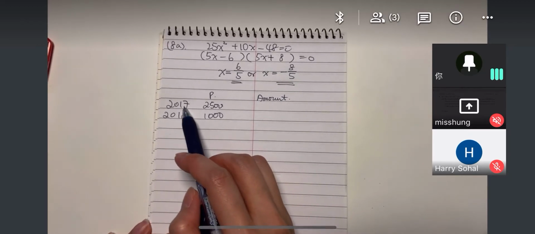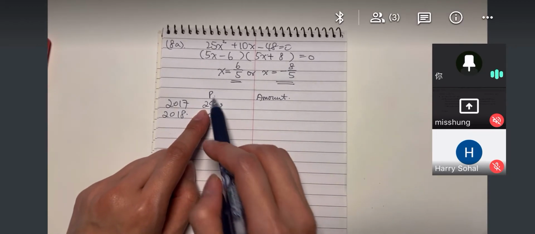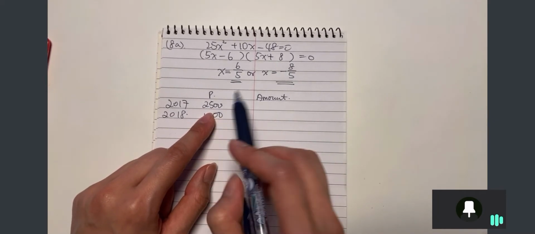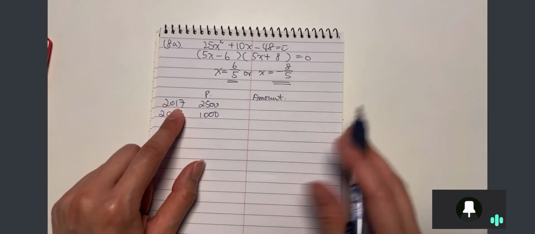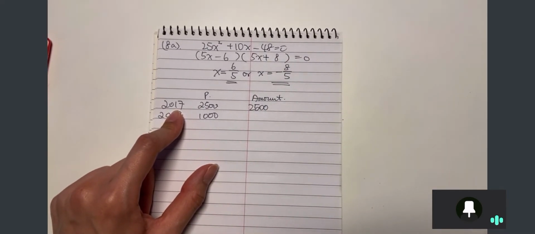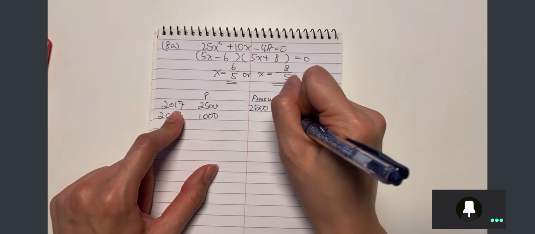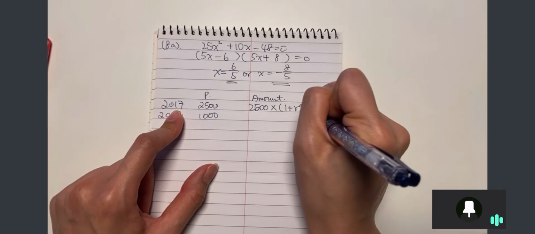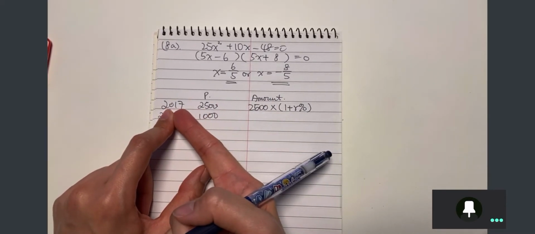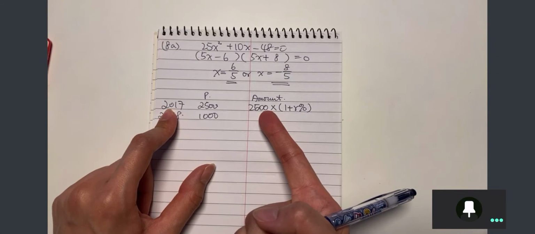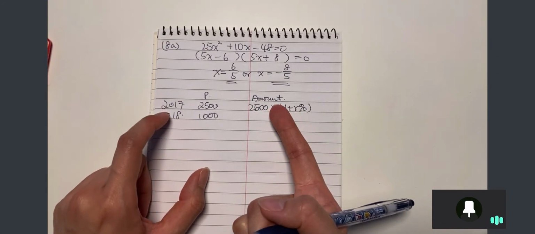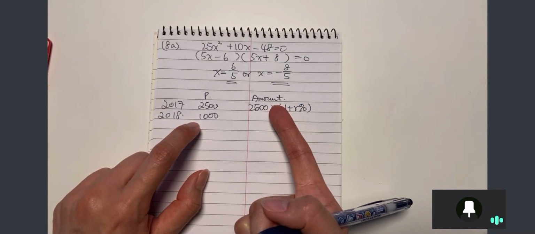Okay, 2017 first. In the beginning you deposit the amount, the principal is here. So at the end of the year, you will get the amount 200 and 500 times 1 plus R%. This is the amount you can get at the end of the year 2017. Okay, and then next year you have this amount. And then next year you deposit 1 more 1,000 here.